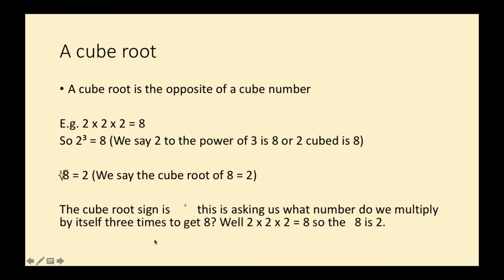Okay, the cube root sign is the little 3 and the square root sign. So the square root sign on its own is just the square root, and then this sign with the 3 here is the cube root. And this is asking us what number do we multiply by itself 3 times to get 8. So 2 times 2 times 2 is 8, so the cube root of 8 is 2.